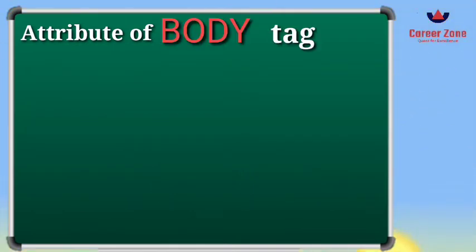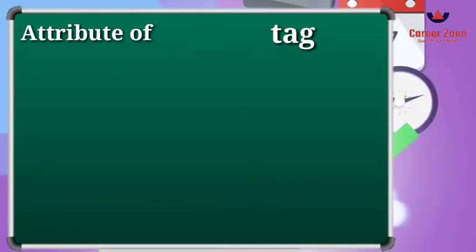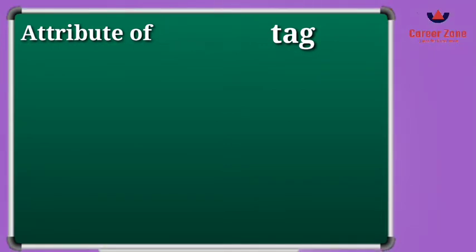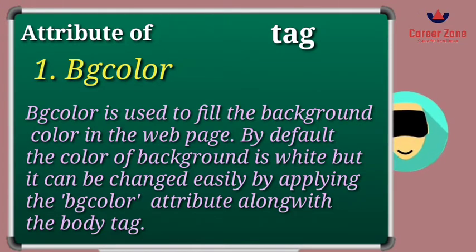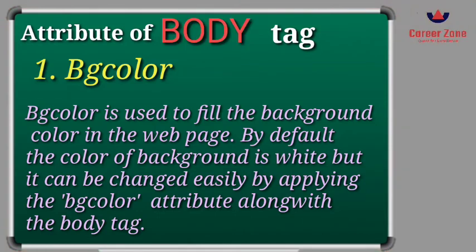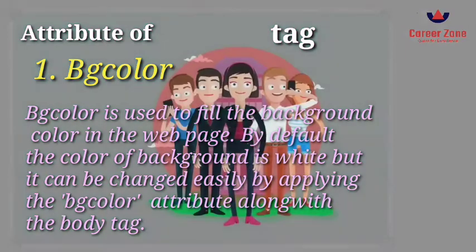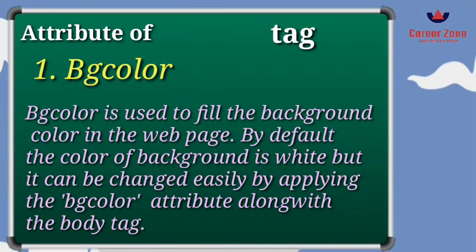The first attribute of the body tag is bgcolor. Bgcolor is used to fill the background color in the web page. The default background color is white, but if you write the tag and the attribute, you can specify any of the colors which you want as the background of the web page.